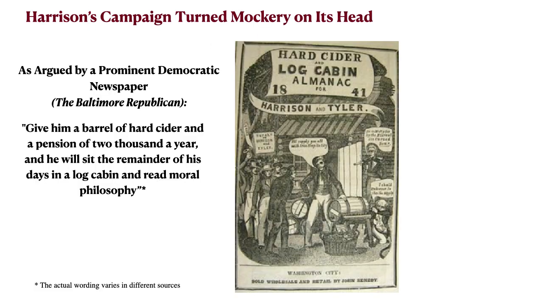And it's interesting, this involved actually turning mockery on its head. So a prominent Democratic newspaper, the Baltimore Republican, ran an article or an editorial about William Henry Harrison. The actual wording is a little bit in contention, but the gist of it isn't. And the line was something like, give him a barrel of hard cider, a pension of $2,000 a year, and he will sit the remainder of his days in a log cabin and read moral philosophy.